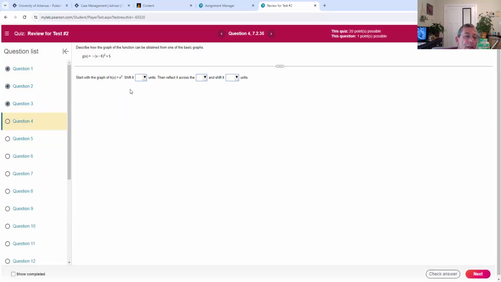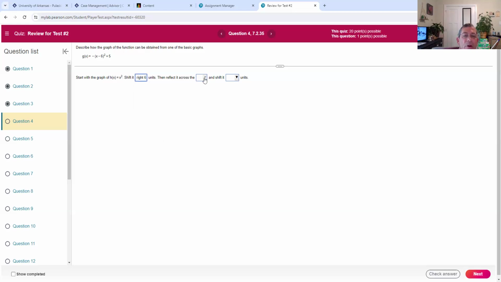Now, this last one here, number 4, we don't have to graph it. We just got to tell it what the moves are doing. So we got g of x equals negative x minus 6 squared plus 5. They're telling me we're starting with the graph h of x equals x squared. So now we're going to shift it. They always start with the parentheses. So since that 6 is being subtracted, you got right 6. So we're going to click right 6.